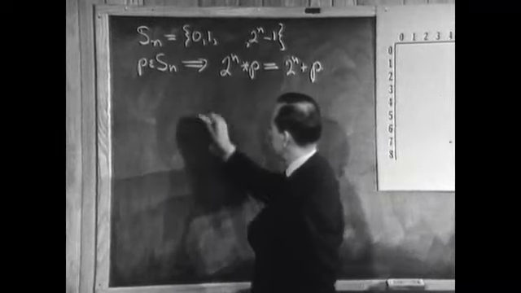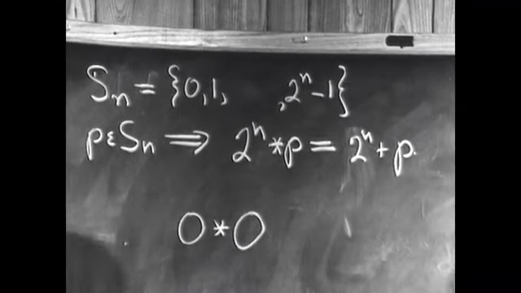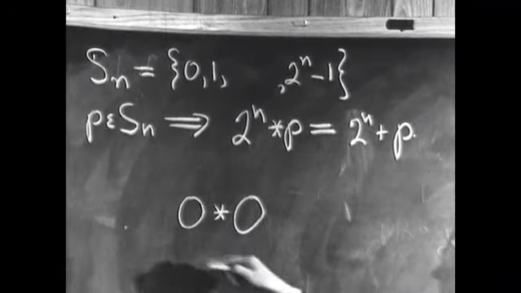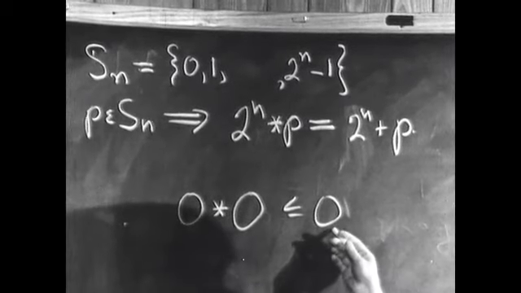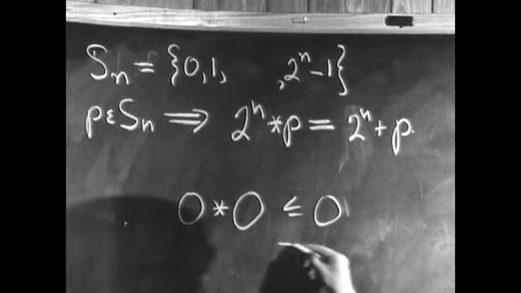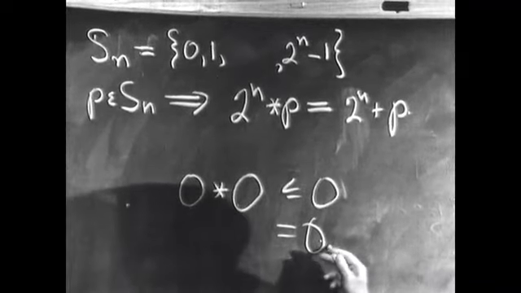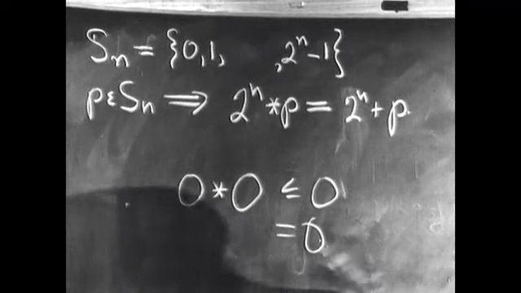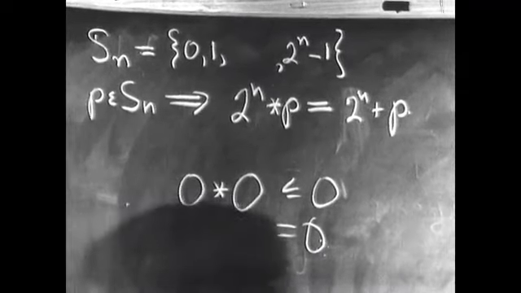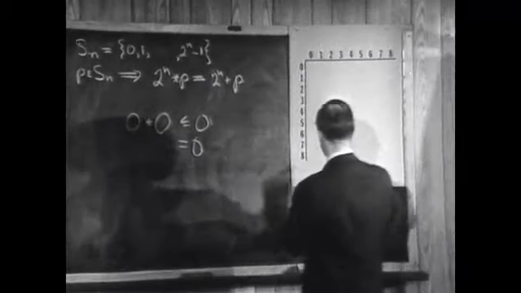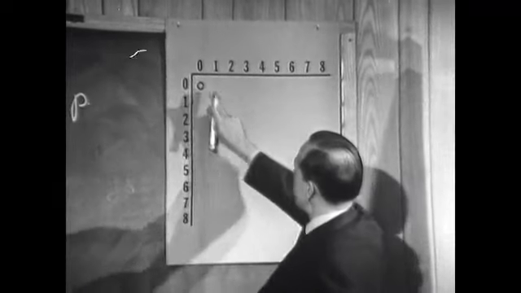Let's start out and look and see what 0 star 0 is. Well, the fundamental inequality says it's less than or equal to 0. But there isn't any non-negative integer which fills the bill except 0 itself, so it's actually equal to 0. And then this equation shows that 0 must be the identity element in this group. Of course, we knew that for the NIM group, but we're now doing it from scratch. So let's record this now on this little group table. 0 goes there. This is the identity.